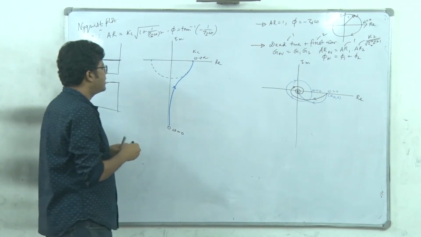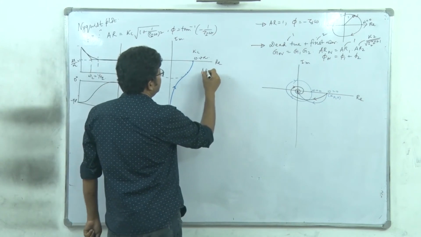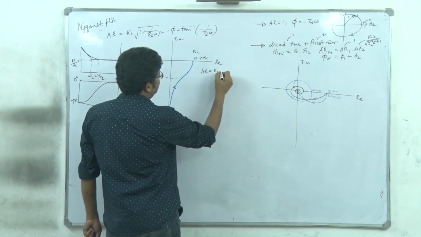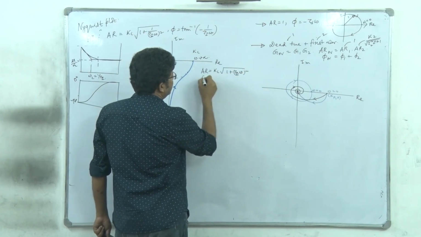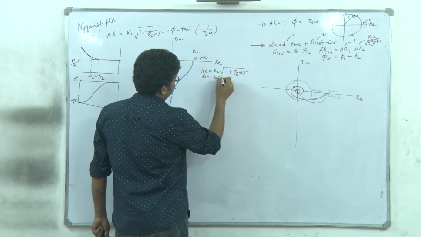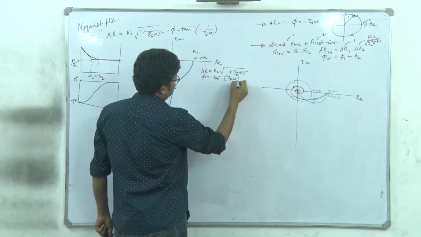Similarly, for the PD controller, AR we have as Kc into the square root of 1 plus (tau d omega) square, and phi is equal to tan inverse of tau d omega.